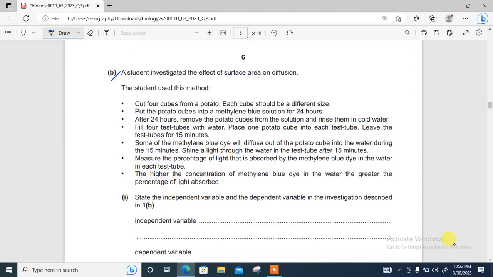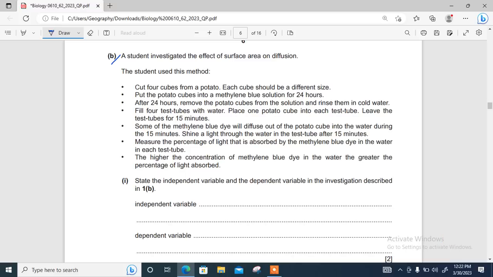The B part of this question is, a student investigated the effect of surface area on diffusion. The student used this method to do it. They cut four cubes from a potato. Now each cube could be of different sizes. That makes it an independent variable. They are of different sizes. Put the potato cubes into a methylene blue solution for 24 hours. That will make it a control variable. Now, after 24 hours, remove the potato cubes from the solution and rinse them in cold water.